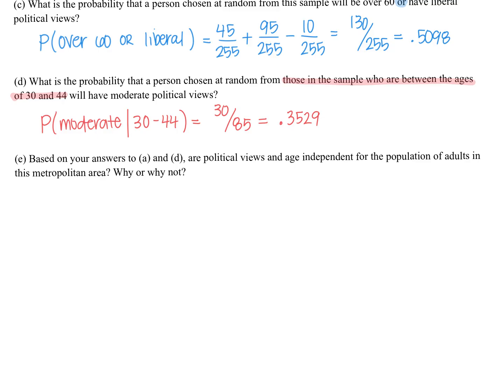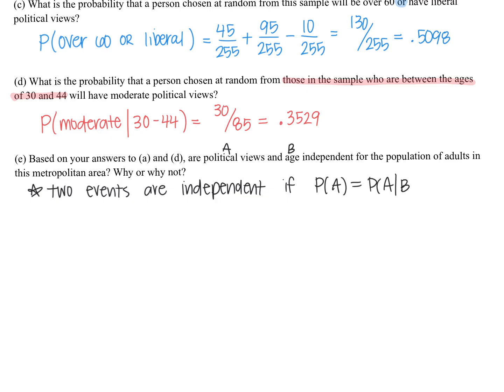And the last problem says, based on your answers to A and D, are political views and age independent for the population of adults in this metropolitan area? Why or why not? So when you are doing independence, we're going to have political views be my A and the age B. It is on your formula sheet. So two events are independent if the probability of A equals the probability of A given B.